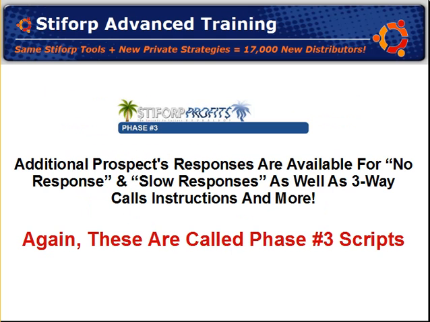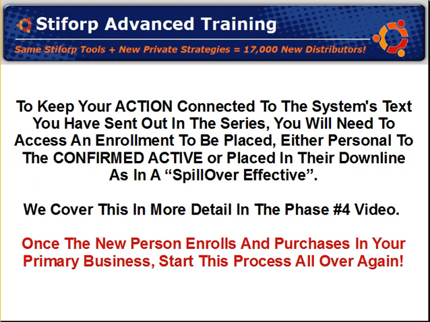Now, in the process of all this dialogue, we will also be including phase 3 scripts, and these are for the responses that are no responses, slow responses, as well as some other strategies to address three-way calls and so on. So the bottom line is to keep your action connected to the system's text. In other words, to be sure that you're doing what you're saying, you're going to need to eventually access an enrollment. And this enrollment would be placed either as a personal to this new person, or it would become part of a spillover, somebody that would just fall down into their group.